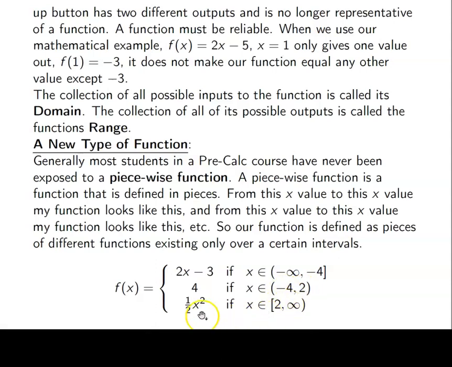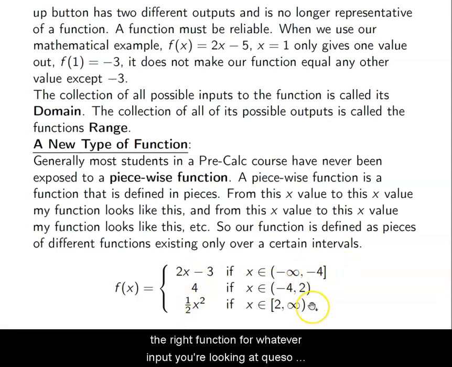When I'm looking at 2, I'm looking at 2 for this case. This is the one that I would go to because of the closed bracket. I would not go here because 2 is almost included here. All the values leading up to 2, but not 2 itself. So make sure you're looking at the right function for whatever input you're looking at.